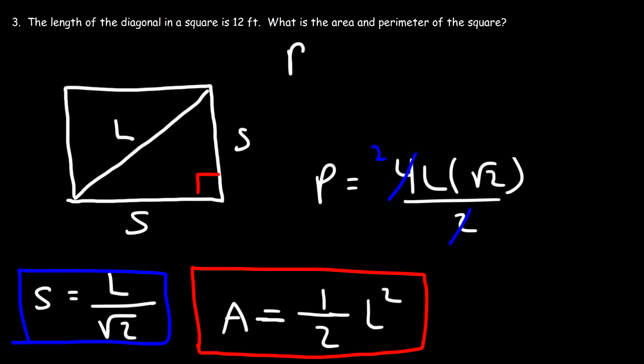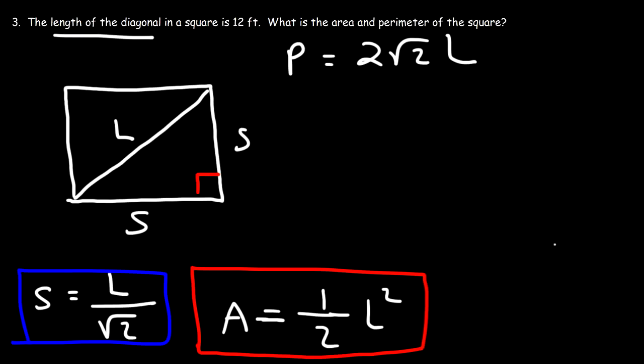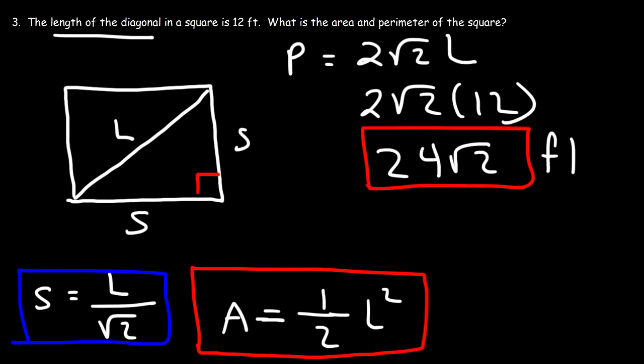So in terms of the length of the diagonal, the perimeter of the square is going to be 2 square root 2 times L. So in this case, it's going to be 2 square root 2 times 12, or basically 24 square root 2. And the unit for this is feet. So that's the perimeter of this particular square.